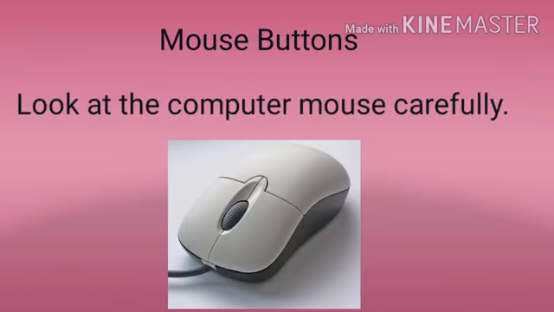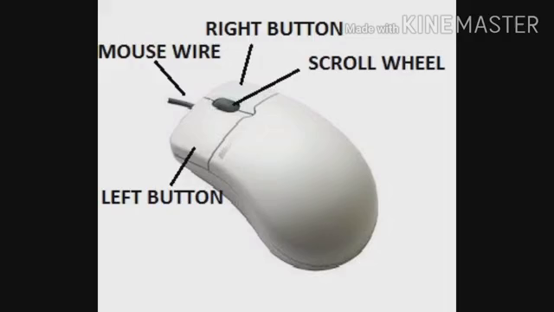First, we will discuss mouse buttons. Look at the computer mouse carefully. A computer mouse usually has two buttons. Now, let's understand mouse buttons. This mouse has three buttons: left button, right button, and scroll wheel. The scroll wheel is used to move your page up or down. So, how many buttons are there? There are two main buttons: left button and right button.